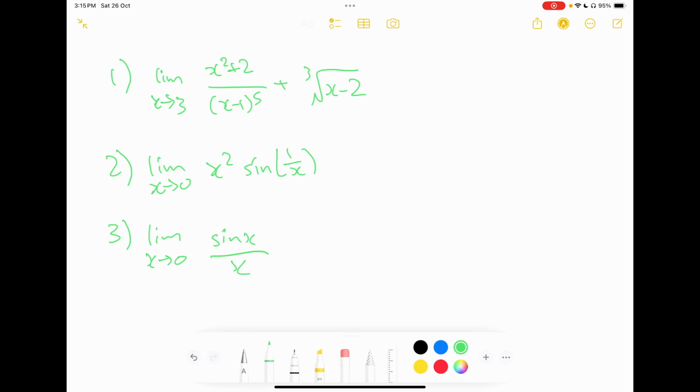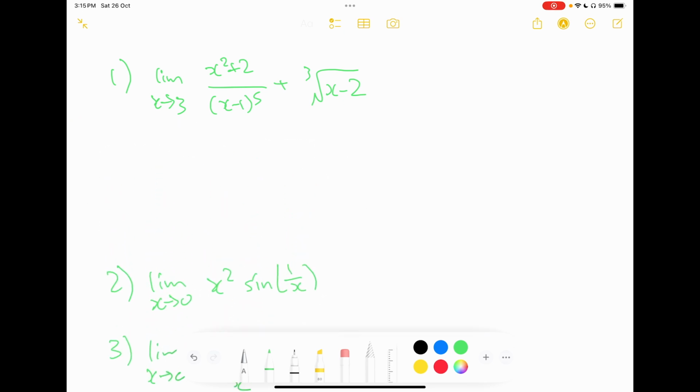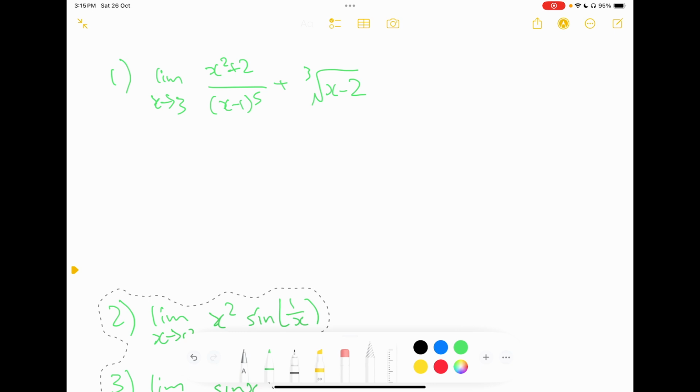Okay, fantastic. So for the first one, it's not a difficult question, but I wanted to show how we can use the properties of the limits to solve it. So I will be quite thorough with my usage of these properties. So firstly, we can see that it's a sum of two functions, right? So we can split up the limit.